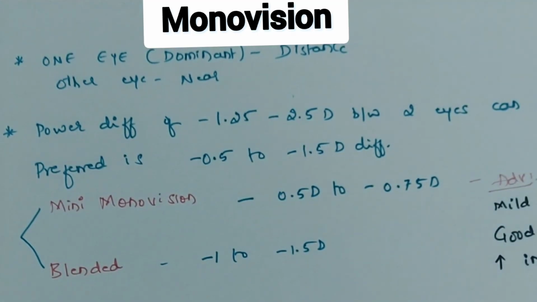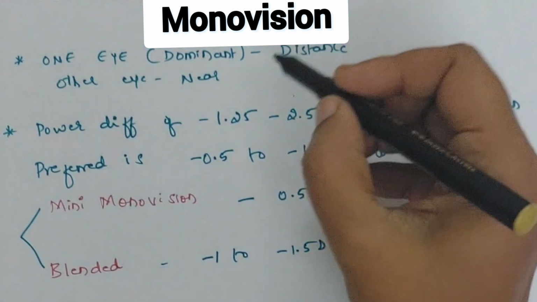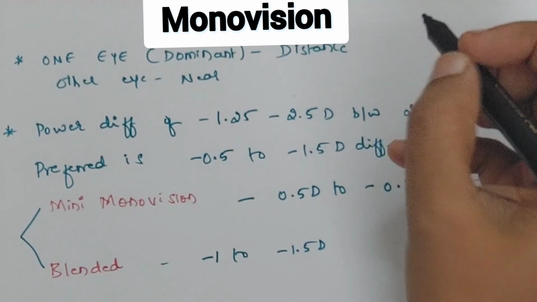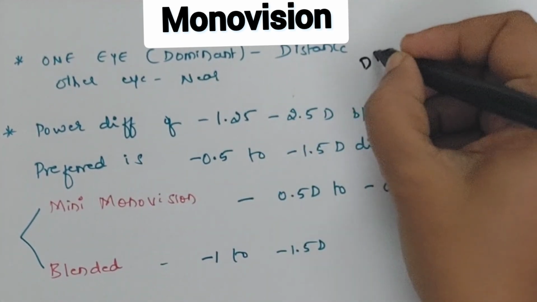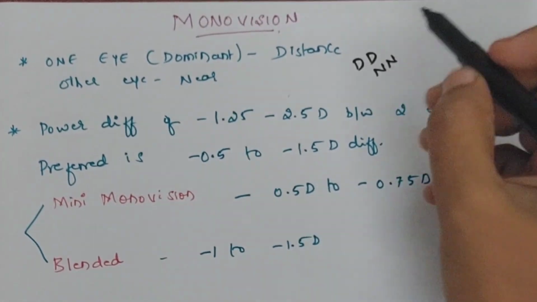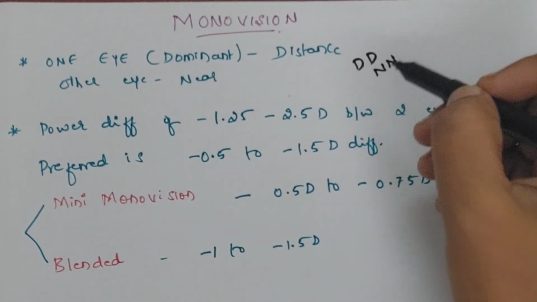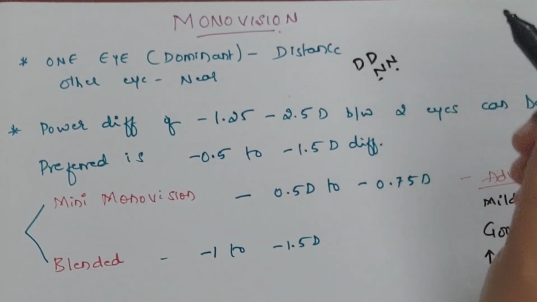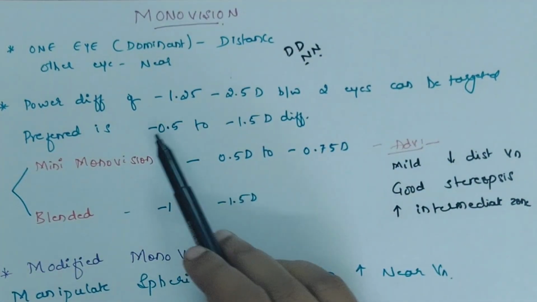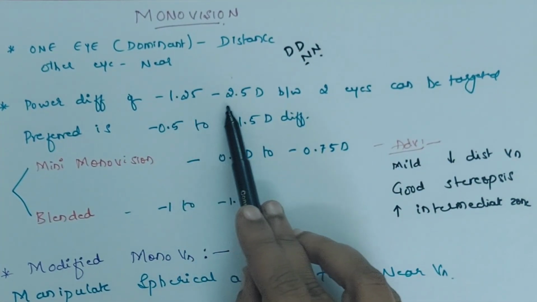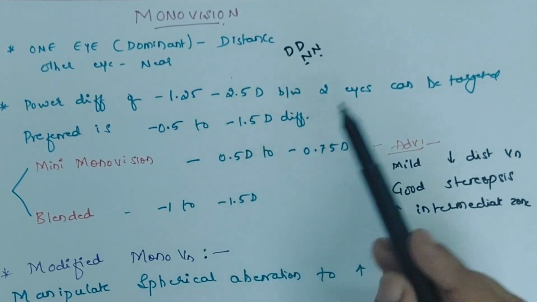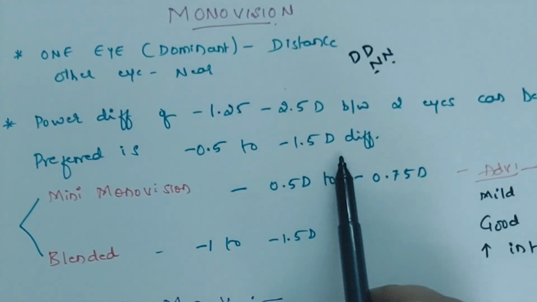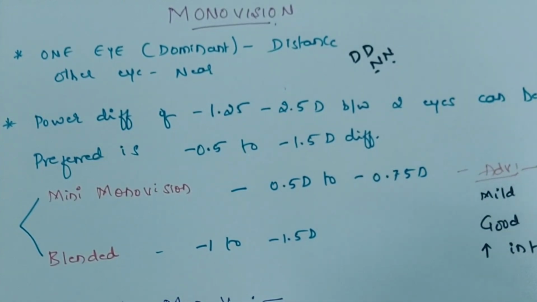Coming to monovision type of treatment for presbyopia. Here one eye, usually the dominant eye, is corrected for the distance and the non-dominant eye is corrected for the near vision. So you can remember it as DDNN, where the dominant eye is corrected for the distance and the non-dominant eye is corrected for the near. Here usually we aim for achieving a difference of minus 1.25 to minus 2.5 diopters between the two eyes. But the preferred one is minus 0.5 to minus 1.5 diopter difference of myopia for the near vision.